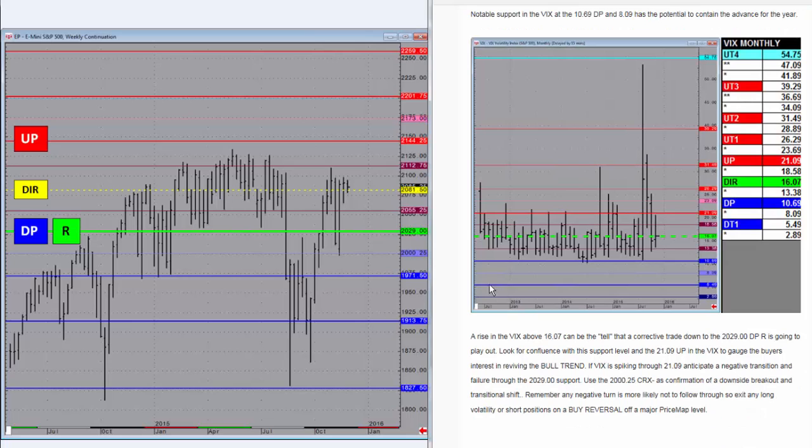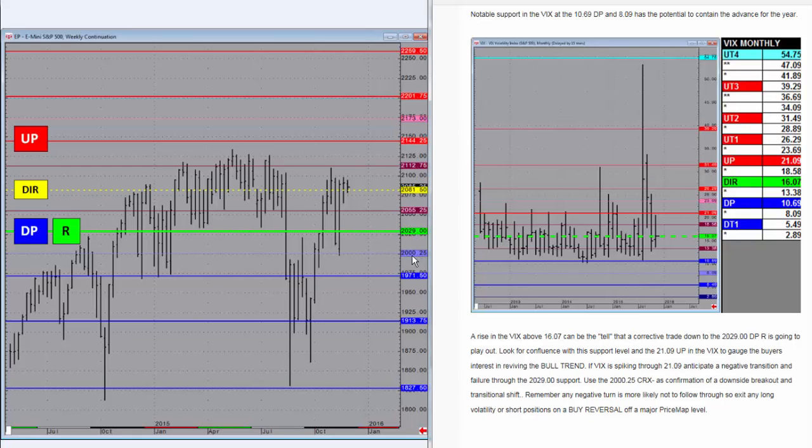So we would anticipate a rejection, and we could easily see a half APMD, if not a full APMD rejection. And then further, going through the VIX, if the VIX does start to trade higher and trade above this 1607, it may be a tell that the market's going to take out this 2065.5 level. So if we see the VIX firm up above 1607, that might be the tell that we're in for a corrective trade targeting 2029. So we want to look for that confluence.